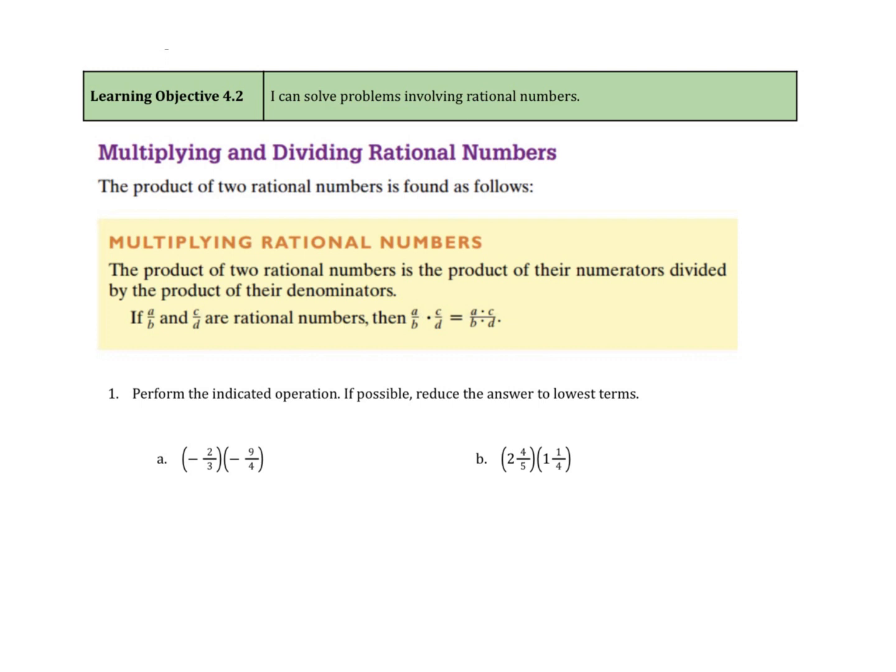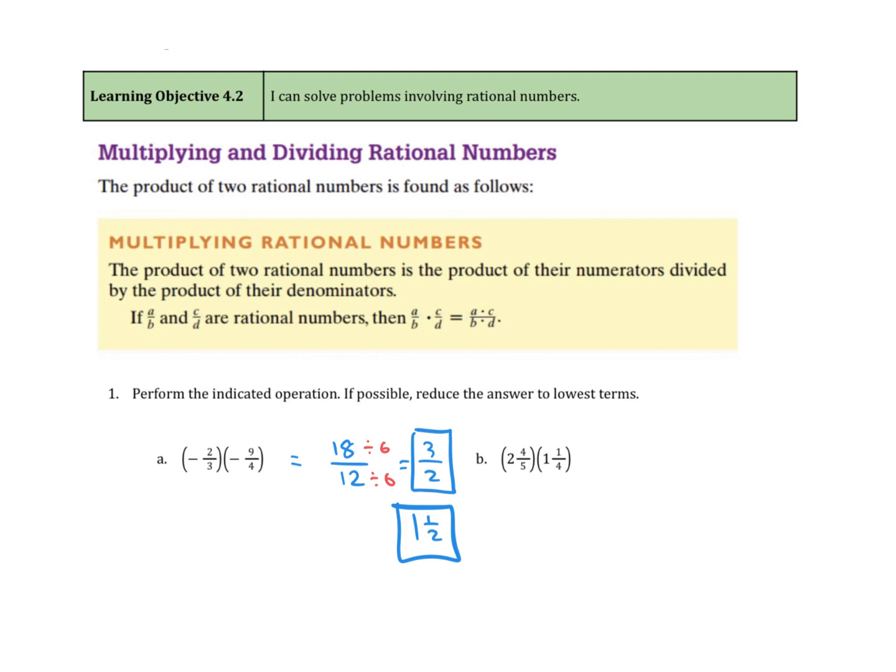So in this first one, I have a negative times a negative, so it's going to be positive. If I do the top times the top, I get 2 times 9 is 18, and the bottom times the bottom, 3 times 4 is 12. And then I need to reduce. So I divide both numbers by their greatest common divisor, which would be 6, and we get 3 over 2. And that number is an improper fraction. You can leave it like that, that's fine. Or if you want to write it as a mixed number, 1 and 1/2 is also fine.